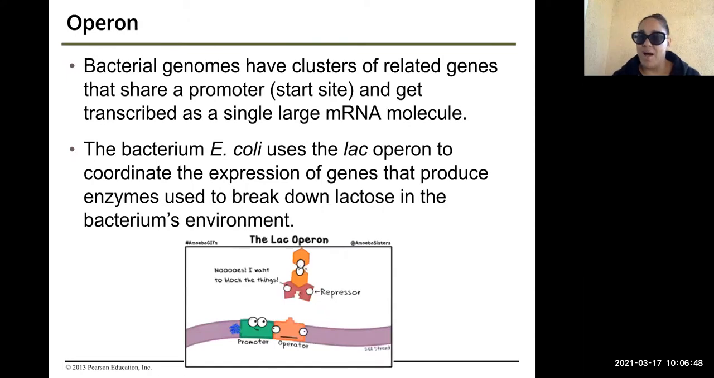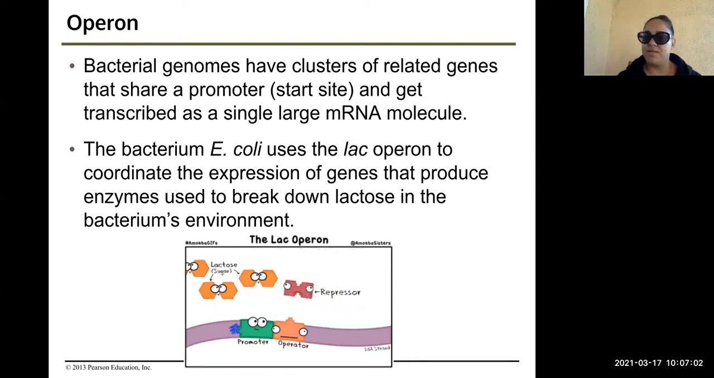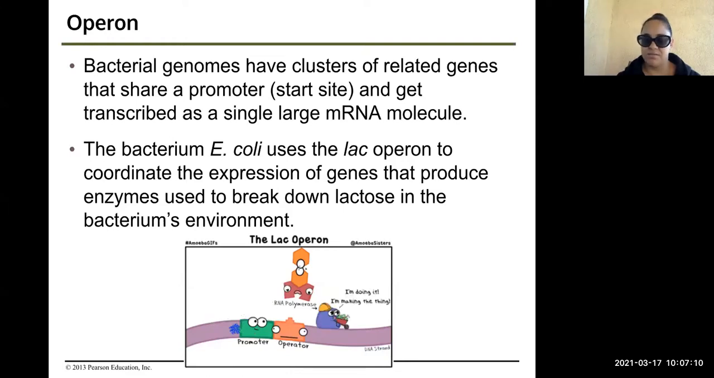They have what's called an operon. Bacterial genomes have clusters of related genes that share a promoter. Promoter is the start site of transcription. And they get transcribed as a single large mRNA molecule. The bacterium E. coli uses the lac operon to coordinate the expression of genes that produce enzymes used to break down lactose in the bacteria's environment.